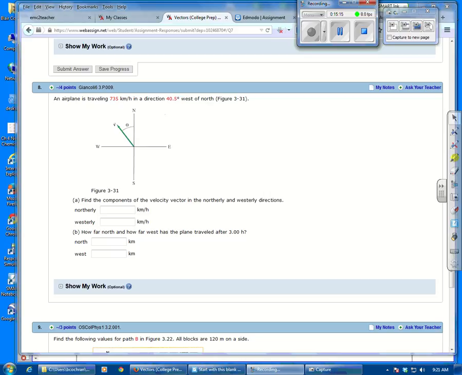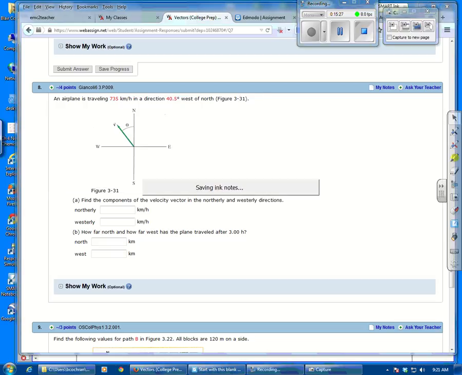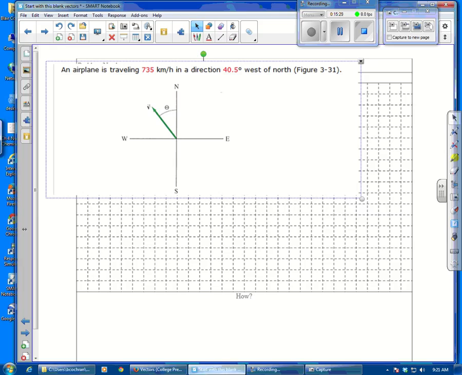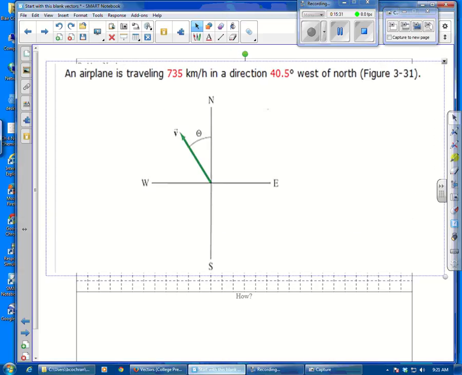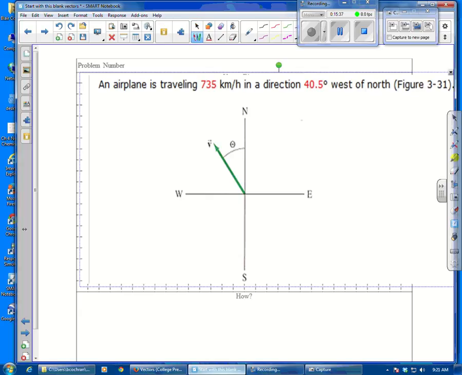So I'm going to be lazy. I'm going to grab my vector diagram here, so I don't have to redraw it, and make it nice and big. Did that work? So this is number 8. Did that work?